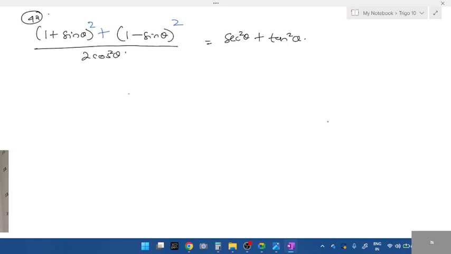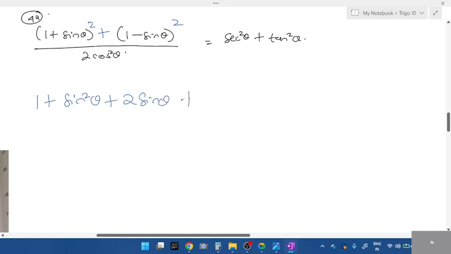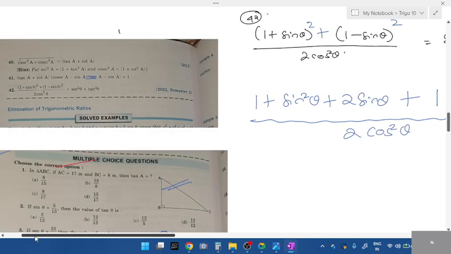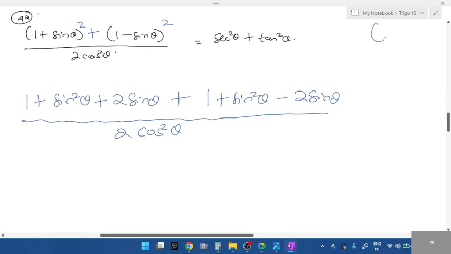Yeah, complete this, students. A plus B the whole square: 1 plus sine square theta plus 2 sine theta, plus 1 plus sine square theta minus 2 sine theta, divided by 2 cos square theta. And write the date. This they had given in 2022. Just mention the date in bracket. It was given in the 2022 board exam.